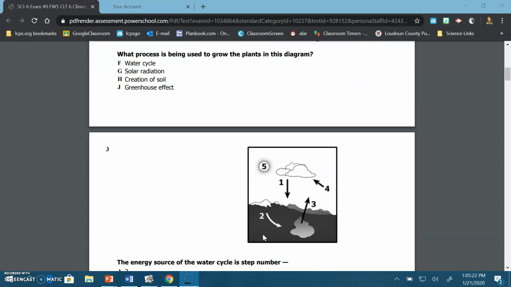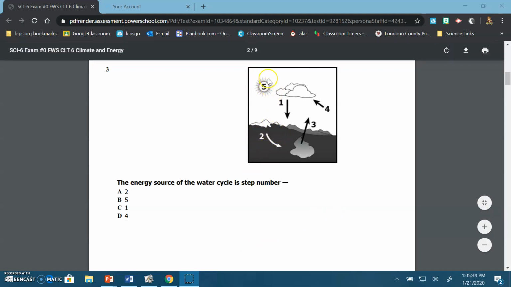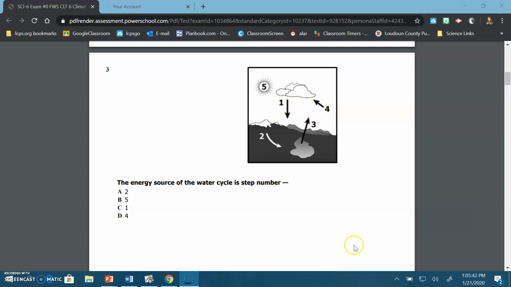Number 3, the energy source of the water cycle is step number A, 2, B, 5, C, 1, or D, 4.